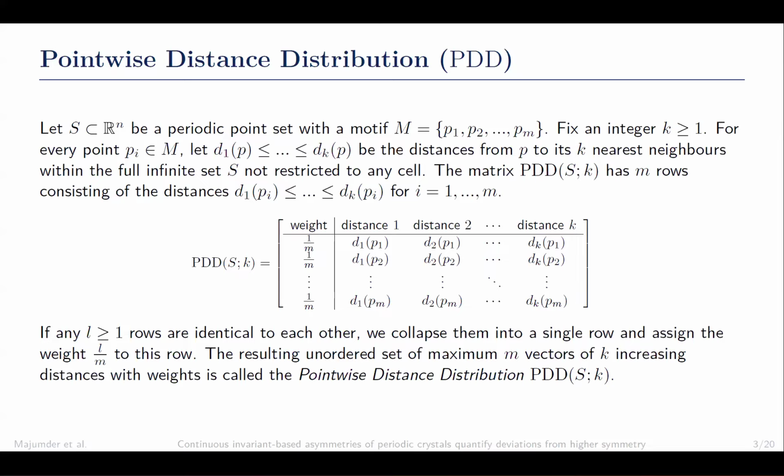If two rows have the same distance to k nearest neighbors, they are collapsed into one row, and the weight is updated as the number of appearances for that certain row over the number of total rows. This resulting unordered set of vectors of k increasing distances with weights is called the pointwise distance distribution. The PDD representation has ordered columns as increasing distances, but unordered rows since the motif of a periodic point set is unordered.